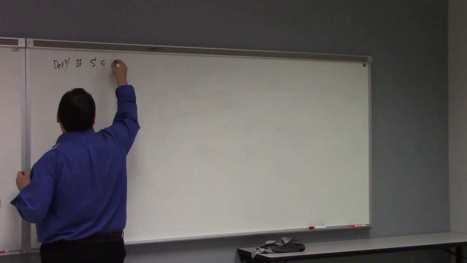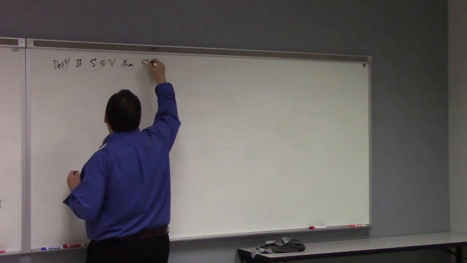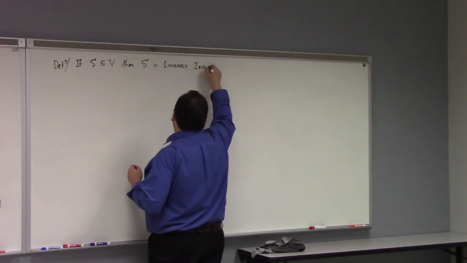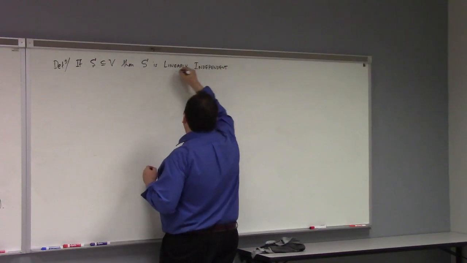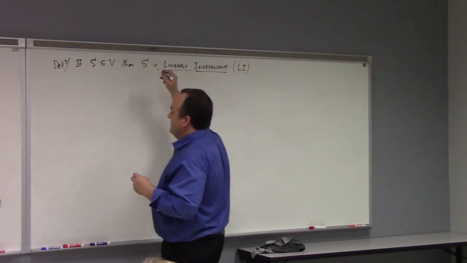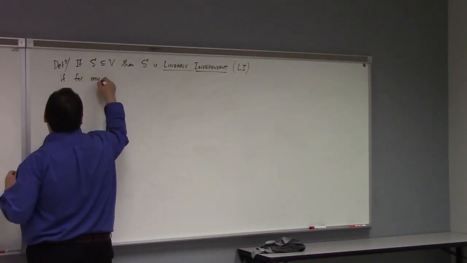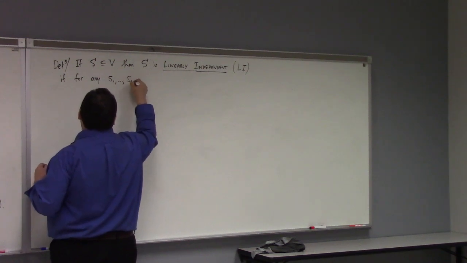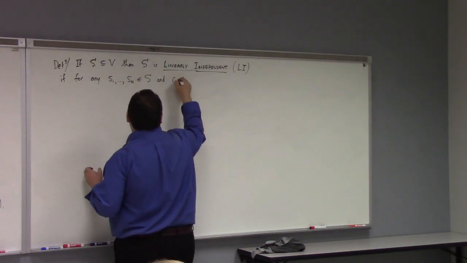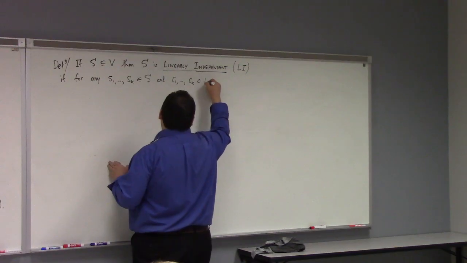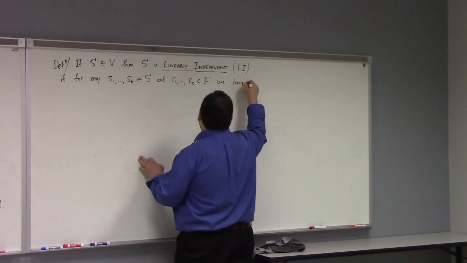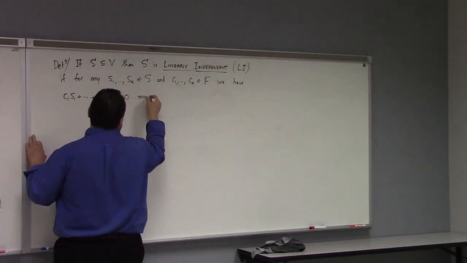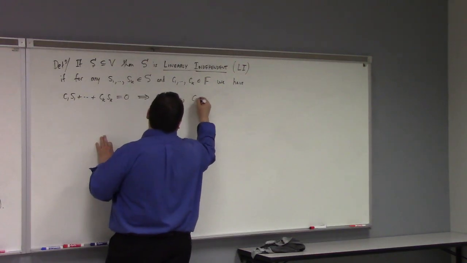If S is a subset of V, then S is linearly independent, which we will gleefully abbreviate as LI, if for any s1 through sk in S and constants c1 through ck in the field, we have c1 s1 plus ... plus ck sk equals 0 implies c1 equals 0, ..., ck equals 0.